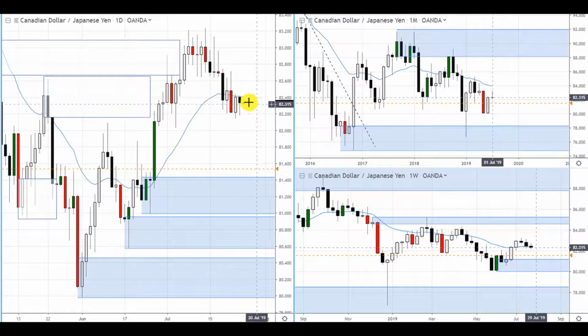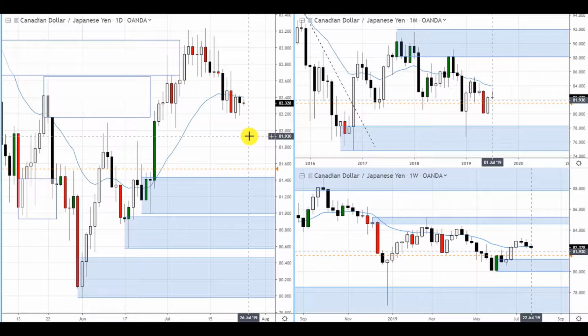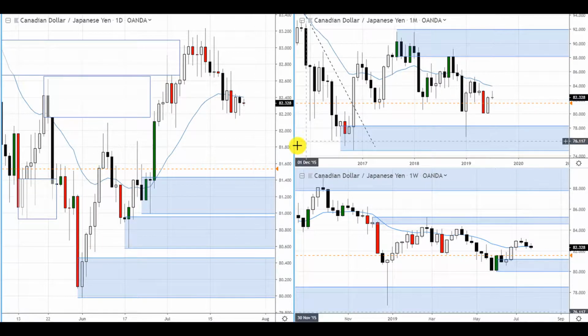I'm patient. We don't want to buy right now. We don't want to do anything. We just want to wait for price to retrace and buy. And we want to take a look at these charts at least once a day.